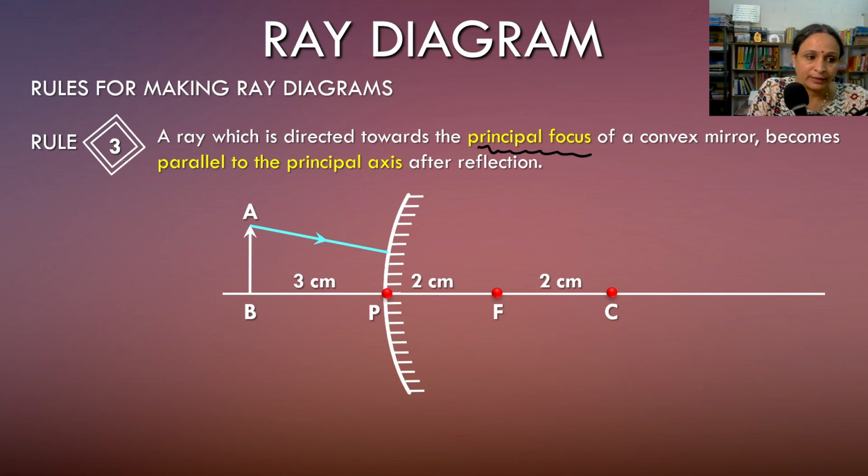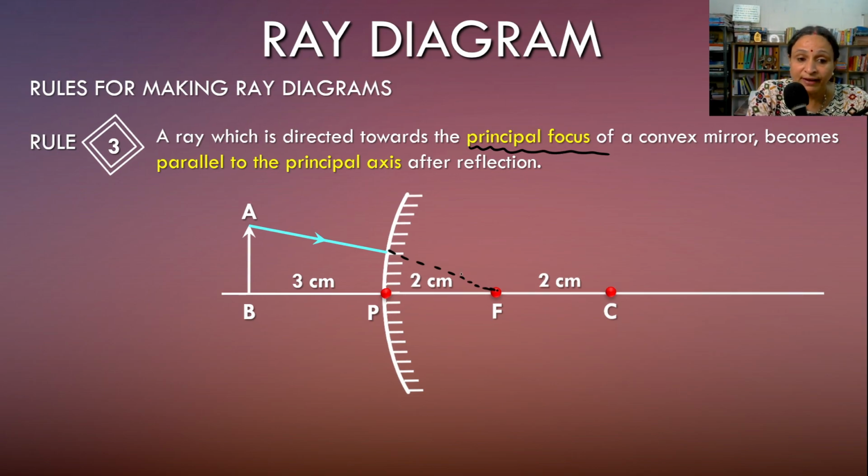Right? The rule number 3. A ray which is directed towards the principal focus of a convex mirror becomes parallel to the principal axis after reflection. Now I've got the object out here. There is a ray which is coming out of A and hitting the mirror. And then if this ray is extended back, actually it won't, but it will be as if it is coming and hitting the focus. Then in that case, the reflected ray will become parallel to the principal axis.